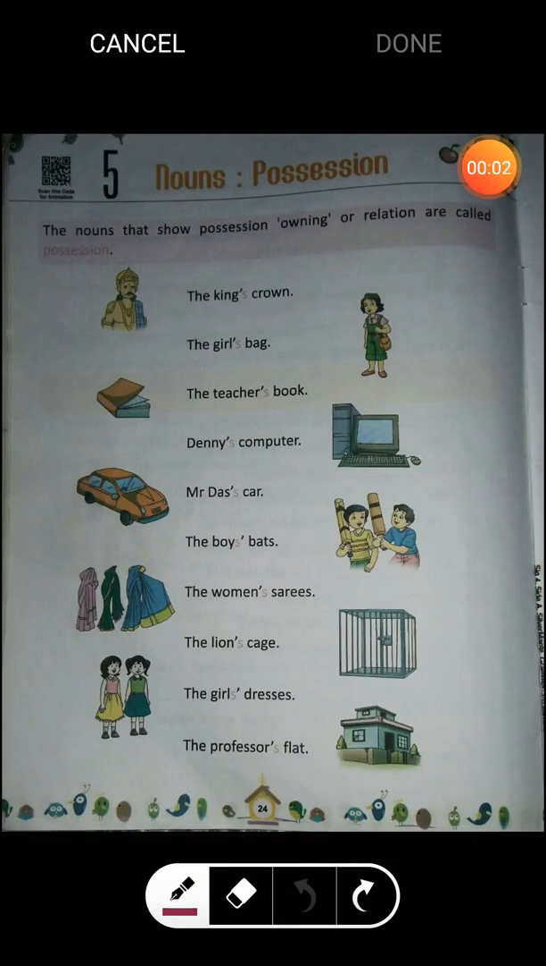Hello students, good morning. Today we are going to study chapter 5, nouns possession. What is the meaning of possession? Possession means to own something or to show relation with the noun. So what could be the definition of possession? Let's have that the nouns that show possession, owning or relation are called possession or possessive nouns.